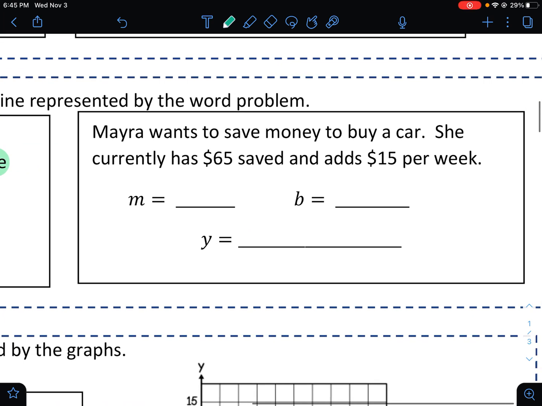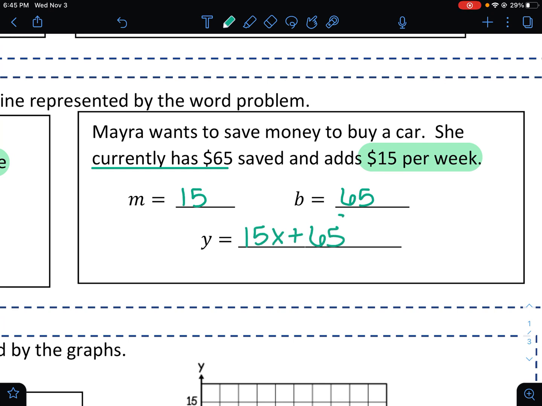Okay, Myra wants to save money to buy a car. She currently has $65 saved and adds $15 per week. Okay, so we had that per week, $15. She's saving it, so it's a positive 15. She currently has, which is a starting amount, $65. So we get y equals 15x plus 65.